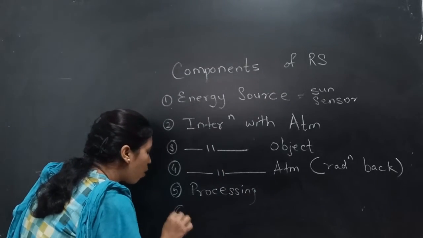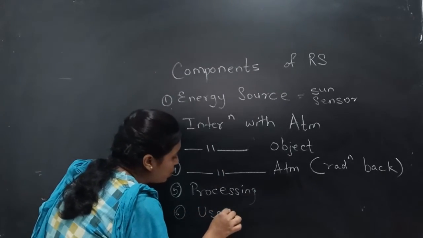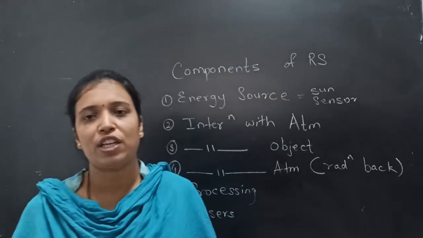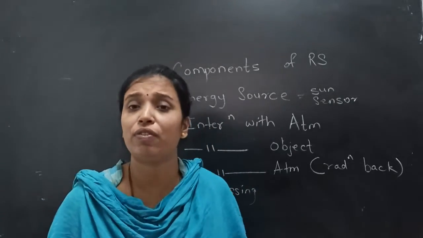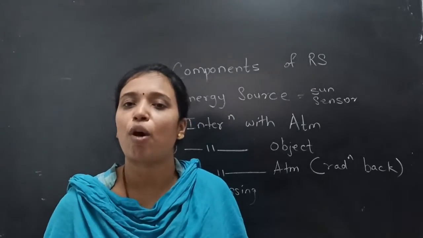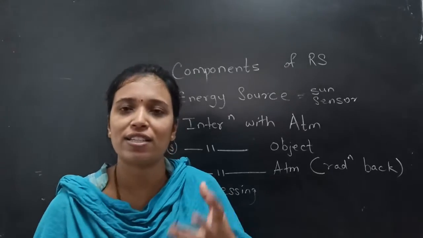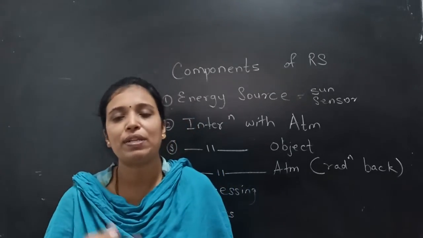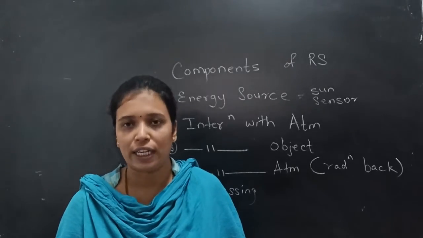And the sixth component is the users. That means all of us. The users use the image in three formats. That may be in the form of maps or topo sheets. Second one, it may be in the form of digital format, that is saved in CDs, saved in pen drives, or it may be available through internet.